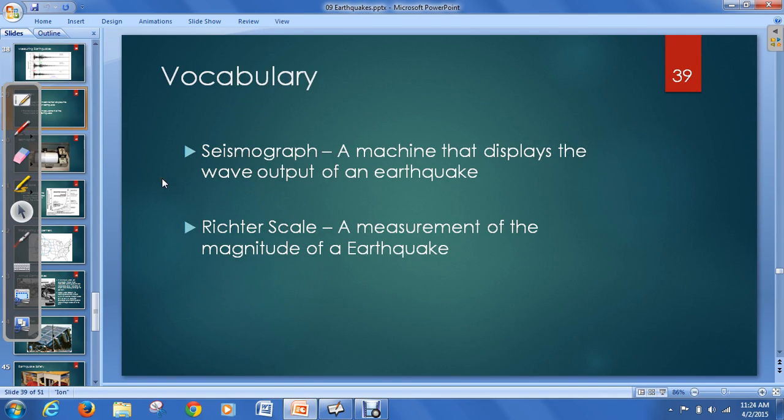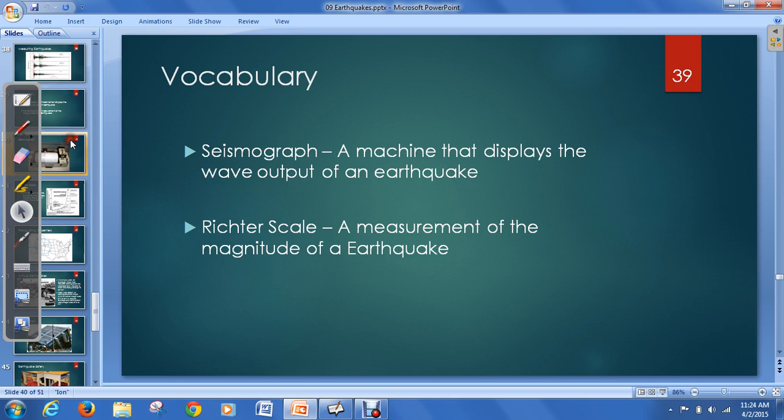So these machines that actually look at these wave outputs we call seismographs. That's just a machine that determines how much the Earth is actually moving. And then how we determine how large an earthquake is, we use the Richter scale. You probably heard this before, but the Richter scale is just a measurement of the magnitude of an earthquake. So the seismograph is the actual machine. The Richter scale is how we determine how big it is.